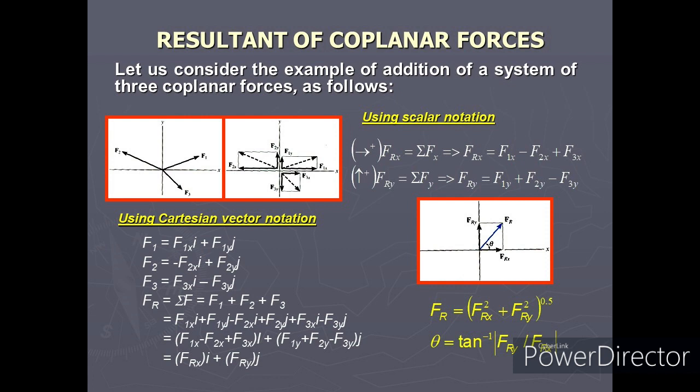You have FRX here, FRY here, and you have the resultant here, right? If you complete your parallelogram, this is also FRY, and this is FRX, this is also FRX. So if you take any of these triangles and redraw it, what do you have? This is FRX, this is the direction, this is the resultant FR, and this is FRY.